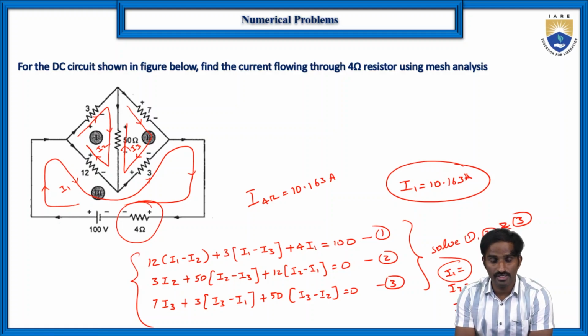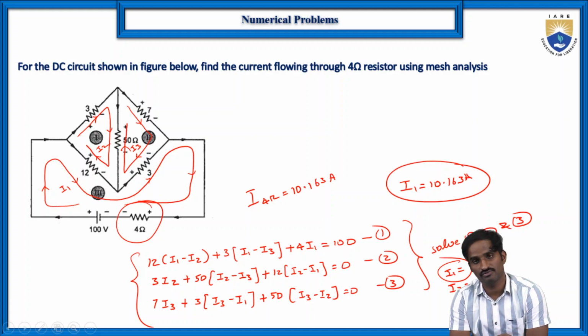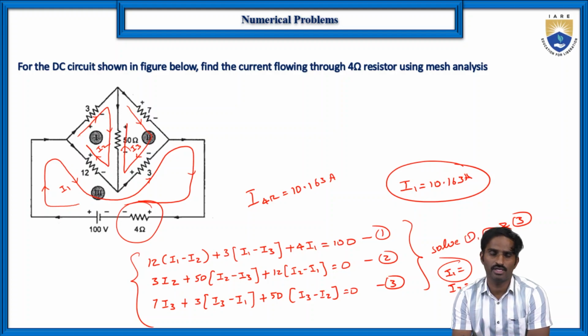So here the important point is to write these equations. To write these equations, first we should indicate the directions of the currents in the loops. Okay, so that we can write these equations. And you can use any one technique to solve these equations. Okay, then you can find I1, I2, I3 values, so that we can find the current flowing through any resistor by using this mesh analysis.